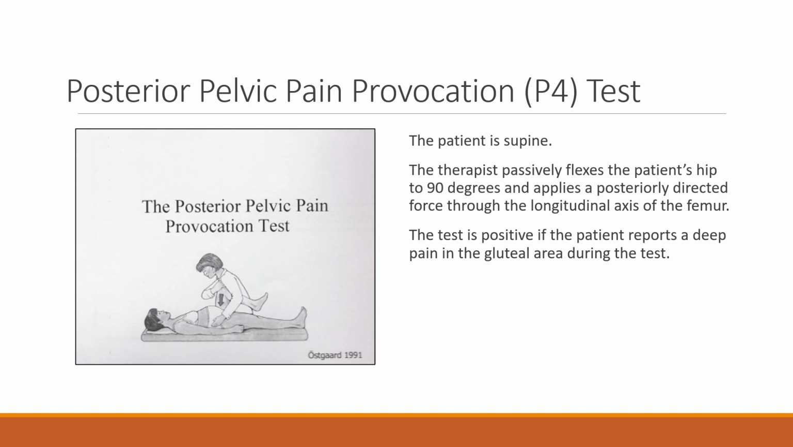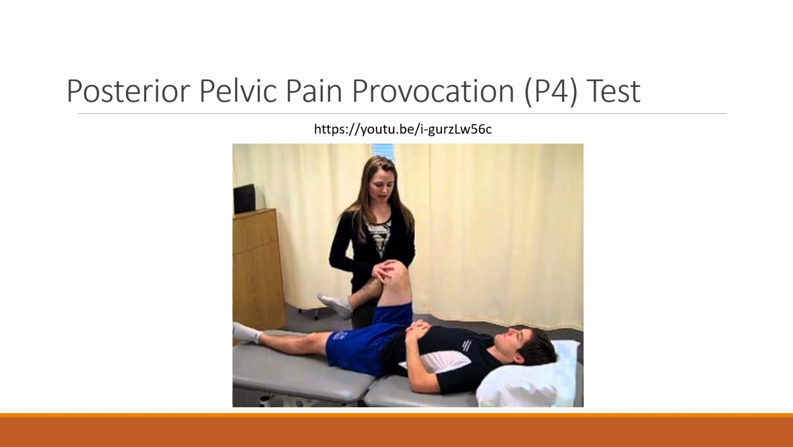We'll speak about sacroiliac joint dysfunction a little later in the course. But one of the management strategies for individuals who have true sacroiliac joint dysfunction is a spinal stabilization program to help stabilize the SI joint. This particular test is very helpful in identifying those folks, because if this test is positive, this is an individual who likely would benefit from a stabilization program. Take a moment and review this video, which will show you how to perform the posterior pelvic pain provocation test.